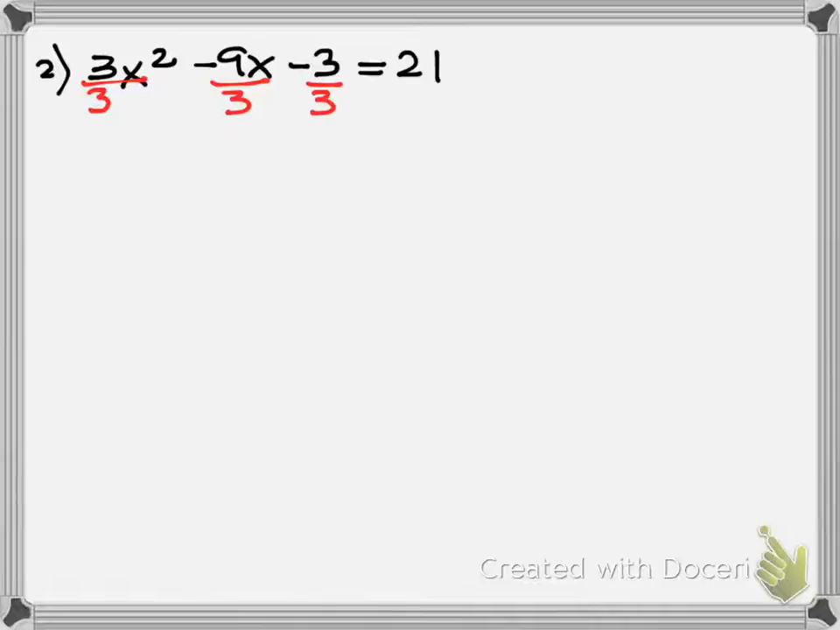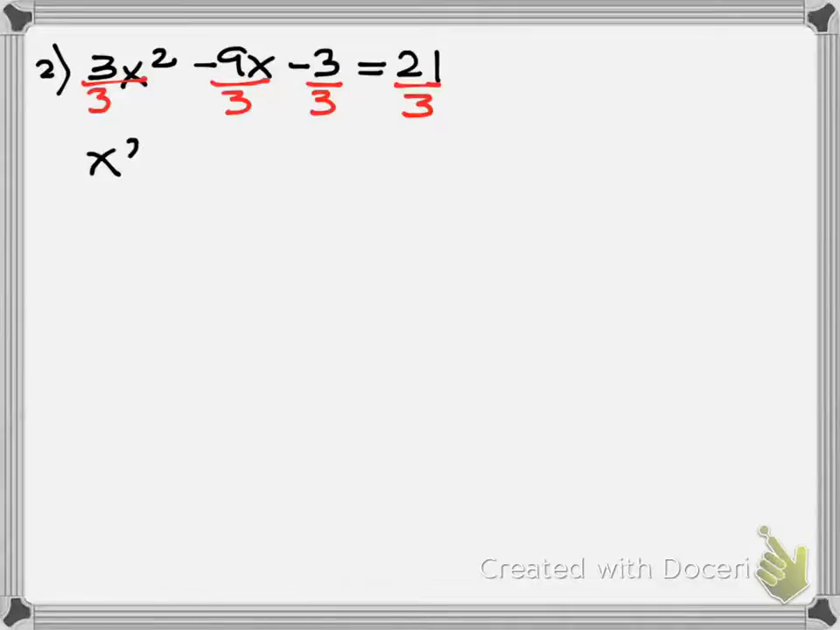Okay? So we have 3x squared minus 9x minus 3 equals 21. Does my quadratic term have a coefficient of 1? No. So we can take care of that. Now, some people like to get the constant to the right side first and then get rid of the coefficient a. That's fine. I'm just going to get rid of the coefficient a. So divide everything by 3. Notice it's a positive 3, so I divide by the positive 3.